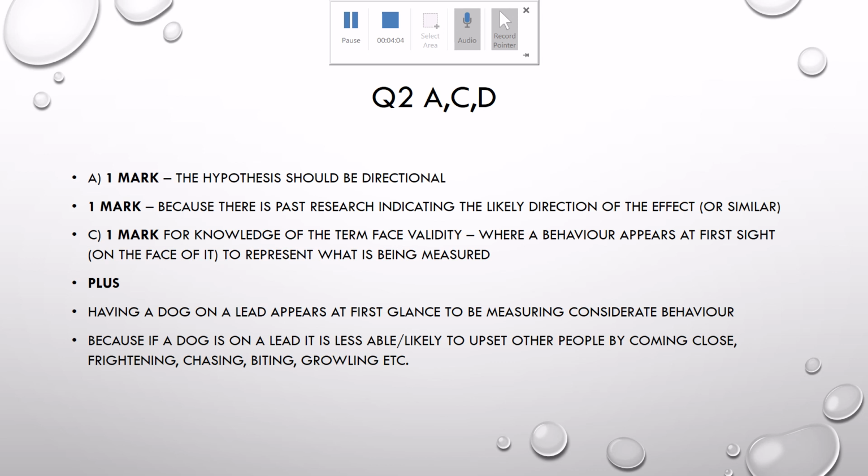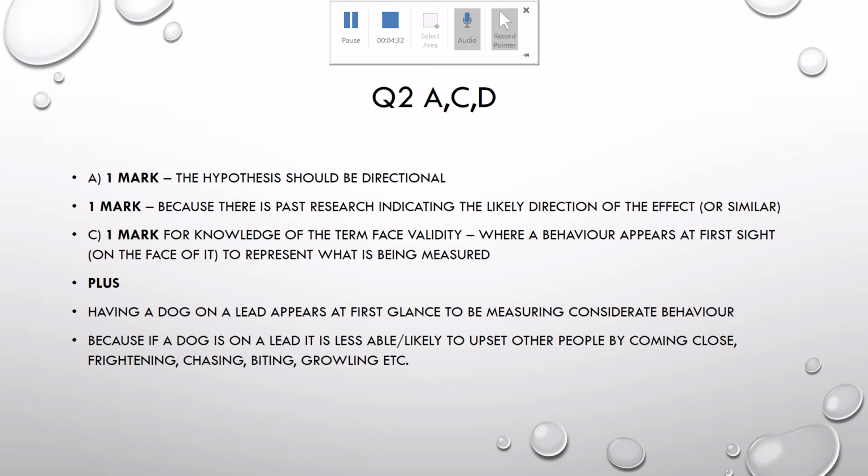The next question, which is question C, I didn't ask you to do question B, is that you need to show knowledge of, you need to define the term face validity. So where something looks like, does the measure look like it's measuring what it claims to measure at first sight, on the face of it? So any of that terminology you've used, that definition, you can talk about that. On the surface, at the first look, on the face of it, at first sight, does it look like it's measuring what it claims to measure?